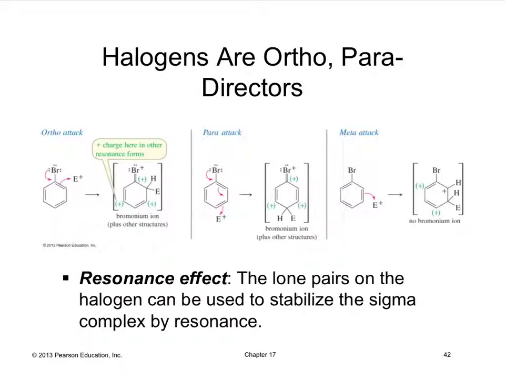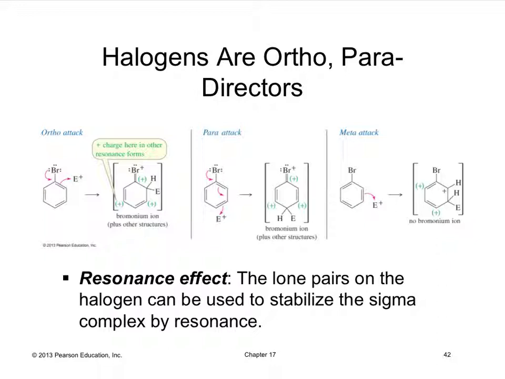Now, halogens are ortho and para directors, because if we look at these examples, if we have ortho attack, then you can have electrons from your bromine come in and stabilize that, and that is the most stable, right? And you can have the other forms. So this is a shorthand version of the resonance structures, but actually in an exam I'd like you to show all the possible resonance forms with the double-headed arrows.